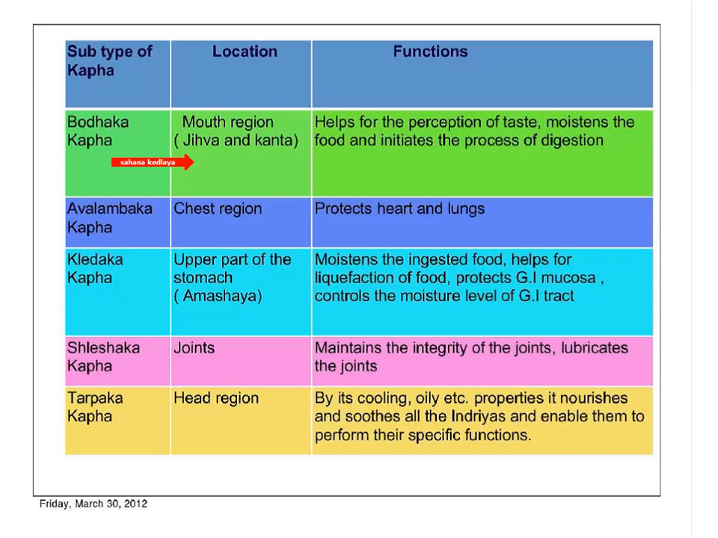So that's why they say the site is in the tongue and also in the upper part of the throat area, the Khantar area. The function of Bodhaka Kapha is that it helps in the perception of taste. The taste is perceived in the mouth with the help of the taste buds. But for the taste buds to work, the food should be completely moistened and in liquid form. That moistening of the food is produced by the Bodhaka Kapha.